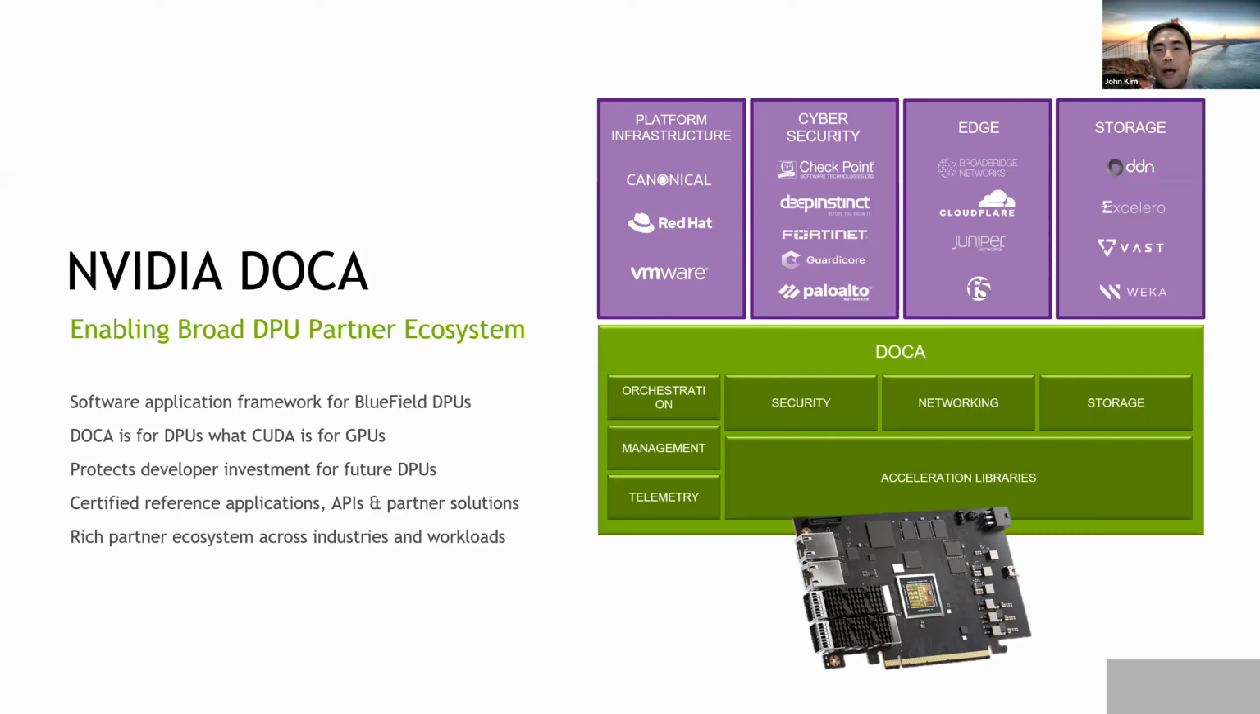And then also we have services like Cloudflare, and we have edge management solutions like Juniper, load balancers from F5, storage solutions from DDN and others, Vast, Weka, Accelero. And these vendors are all integrating to support the Bluefield DPU. So again, DOCA is a big deal because it makes it easy to move applications to the DPU or have applications offload their infrastructure work to the Bluefield DPU.